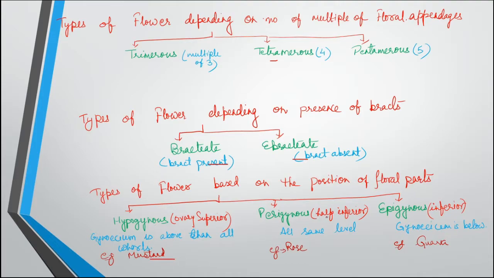Now if it is half inferior, that is, all the whorls are present at the same level, then it is known as perigynous, and an example is the rose plant. Then epigynous, that means the gynoecium is below and the other whorls are present above the gynoecium, which is why the ovary is inferior, and an example is guava. So in this way there are 3 types of flower depending upon the position of the floral parts: hypogynous, perigynous and epigynous.